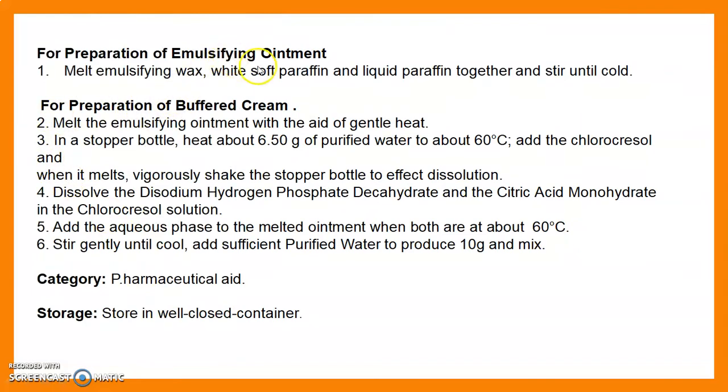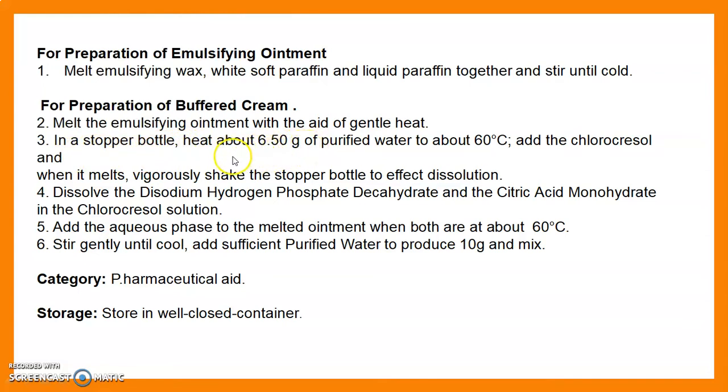For the preparation of emulsifying ointment, melt the emulsifying wax, white soft paraffin and liquid paraffin together and stir until cold. In this way we prepare emulsifying ointment. After that, for the preparation of buffered cream, there is a stepwise procedure. Melt the emulsifying ointment with the aid of gentle heat in a stoppered bottle, heat to about 65 degrees Celsius.